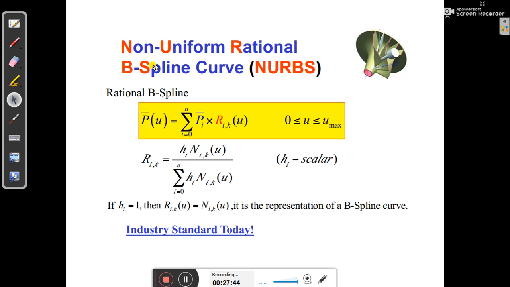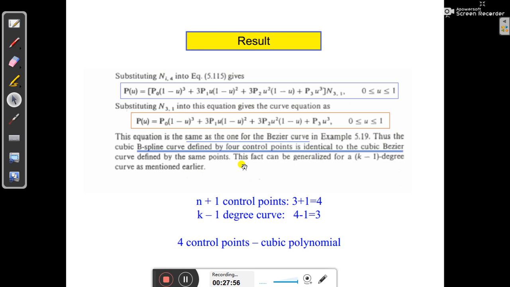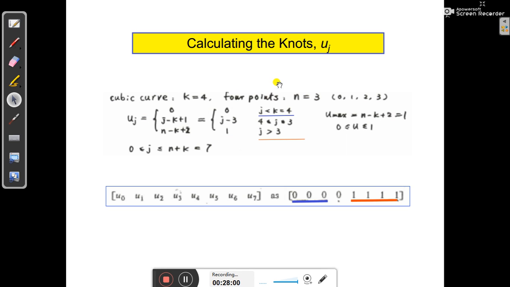There is also one more topic in this slide, that is non-uniform rational B-spline curves, but I will not go through it. But if you want to go through that topic, you can. I have already uploaded these slides in Google Classroom.